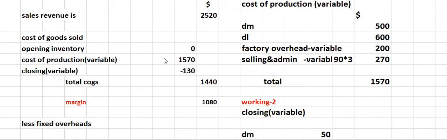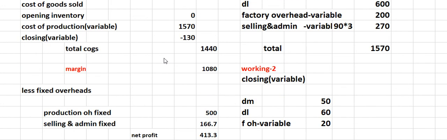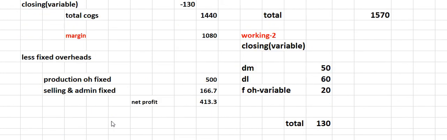margin of 1080, and then less fixed overheads. Fixed production overhead is $500 per month, as we already said. And selling and admin fixed is 166.7 per month. We multiply the per unit selling and admin fixed cost by the 1000 capacity and divide it by 12 to get the per month fixed selling and admin cost. And the net profit is after deducting: 1080 minus 500 minus 166.7.